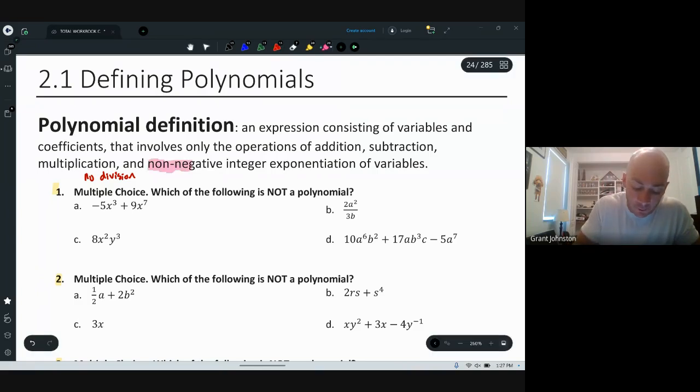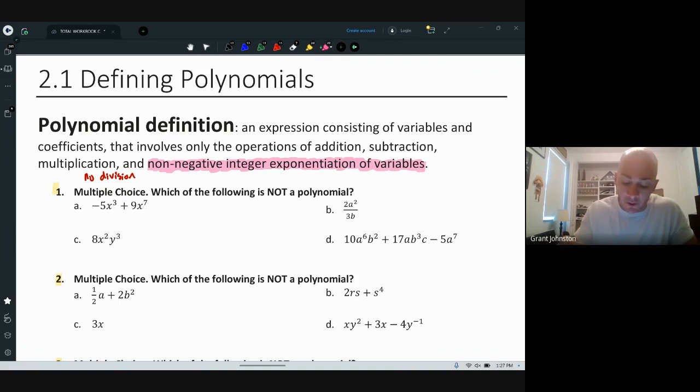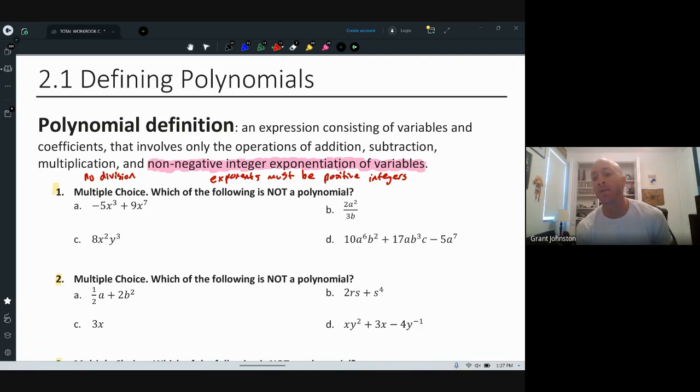Let me highlight this because it's kind of confusing. Non-negative integer exponentiation of variables. So the exponentiation, that just means exponents. So what this is saying is that exponents must be positive integers. It says non-negative integers. So if it's non-negative, it must be positive, and it must be an integer, meaning we can't have fractions or decimals for the exponent.